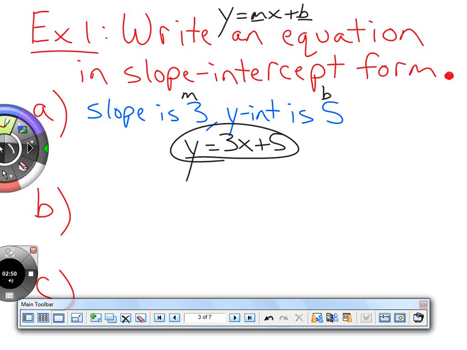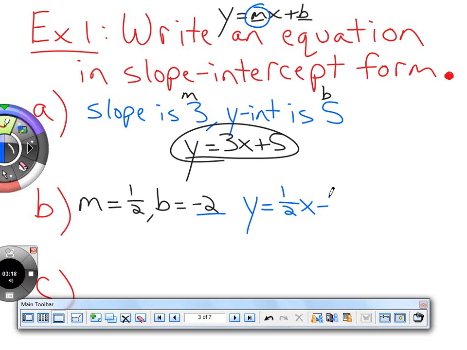Part B, same thing. We could just give it to you in a different way. We might come right out and say m equals 1/2, and b equals -2. Well, same thing. You just write the equation. Y equals, now the m is just, again, the number that goes right in front of the x, so that's 1/2 x, and then the b, it's always going to be plus b. So if the b is already negative, then we'll just say -2. And that's slope-intercept form, plugging in the m and the b, the slope and the y-intercept.